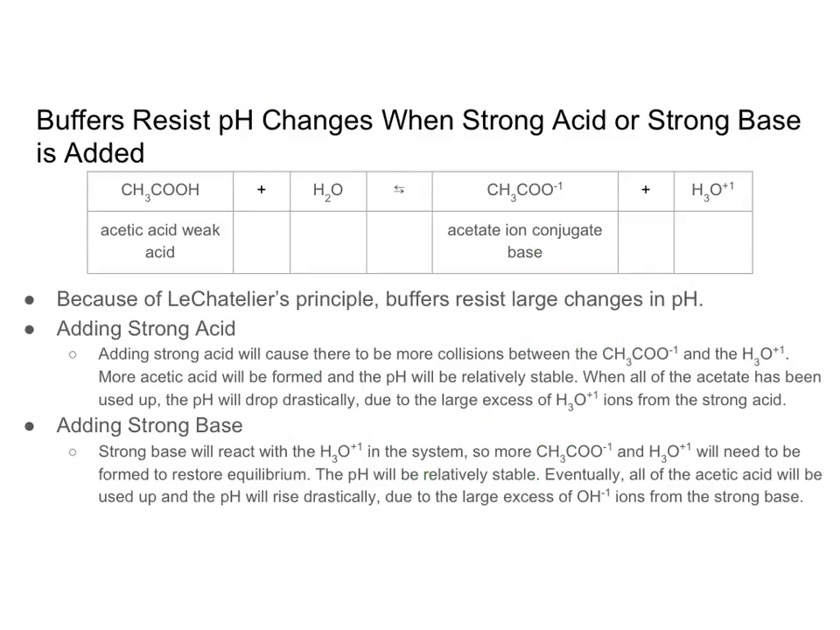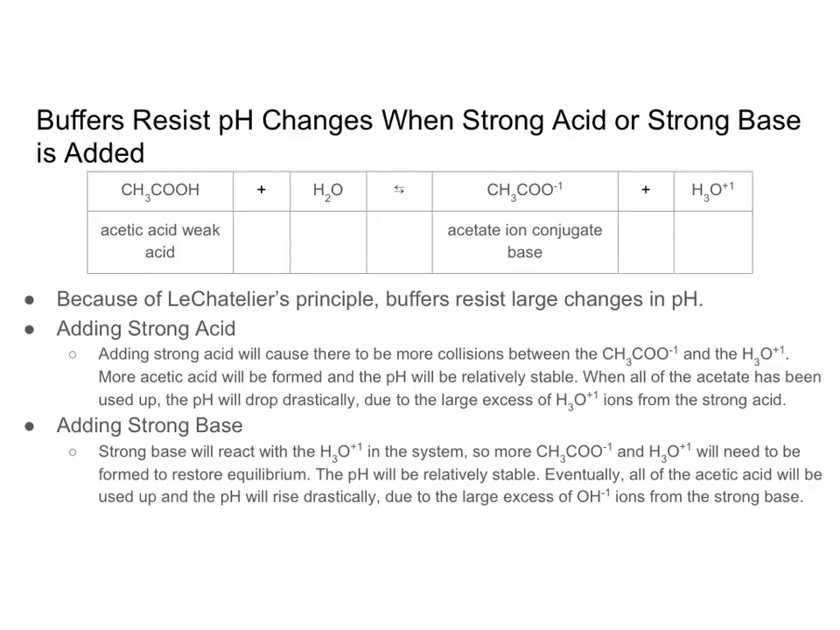So buffers resist pH changes when strong acid or strong bases are added. So here's our acetic acid acetate buffer. We talked about Le Chatelier's principle, buffers being resistant to large changes in pH. So conceptually, if we add a strong acid, there'll be more collisions with the acetate ion and the H3O plus. More acetic acid will form, and the pH will be relatively stable. When the acetate ion has been all used up, though, the pH will drop drastically due to the large excess of H3O plus ions, okay?